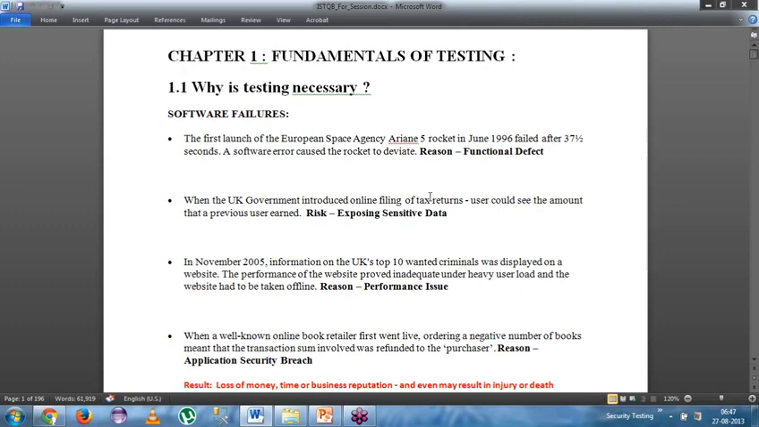It can be due to n number of reasons, maybe a performance issue. We can also see one due to a performance issue, one due to an application security breach, one maybe due to functional problems, or even due to security issues such as exposing sensitive data. So because of all these reasons, we should ensure that our piece of software code is tested thoroughly in all dimensions, to the context that we require.